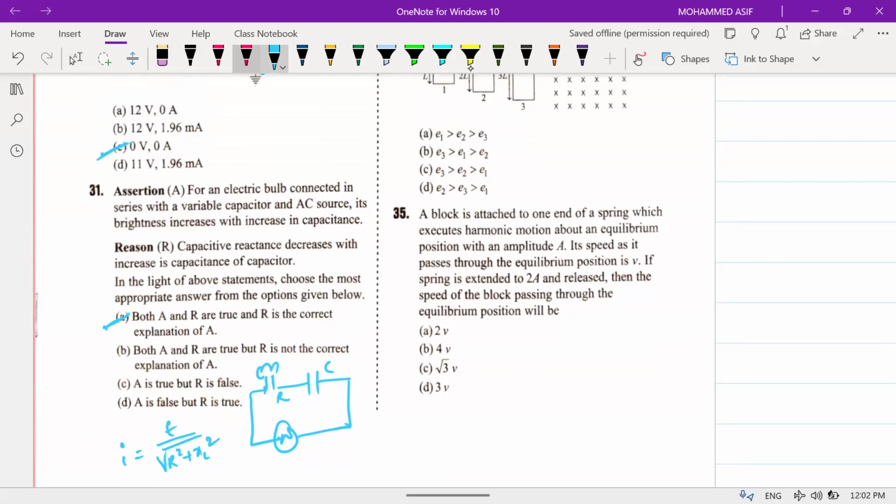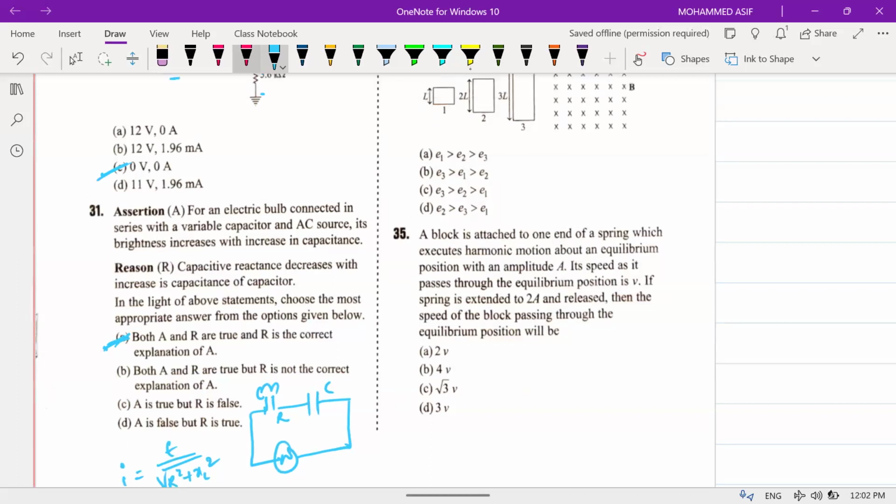Capacitor reactance XC decreases with an increase in the capacitance of the capacitor. That means the storing has been increasing, so obviously the flow of current also increases. As the brightness of the bulb increases, the current is increasing with the decrease of the capacitive reactance. So the best option is that both of them are correct and the second reason is a correct explanation for your assertion.